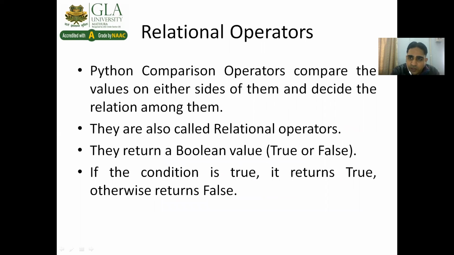When we talk about relational operators, they give you the answer in true or false. They tell you what the relation is between the two operands, whether one value is less than the other value, whether one value is greater than the other value, and so on. So Python comparison operators compare the values on either side of them and decide the relationship among them. If the relationship is true, then it gives you true, and if the relationship is false, then the answer you get is going to be false, right?